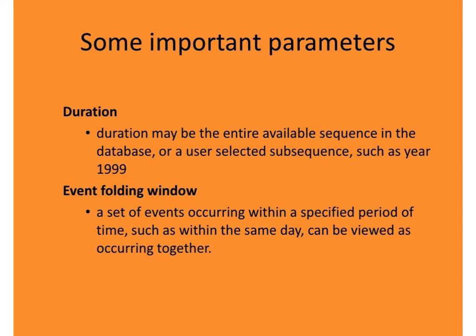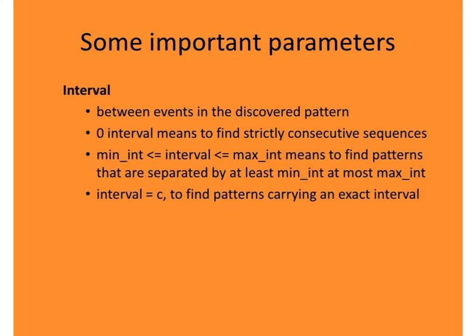Some other important parameters: the interval between events in the discovered pattern. Zero interval means to find strictly consecutive sequences. In this case, we have a minimum to maximum interval, where C is the interval.